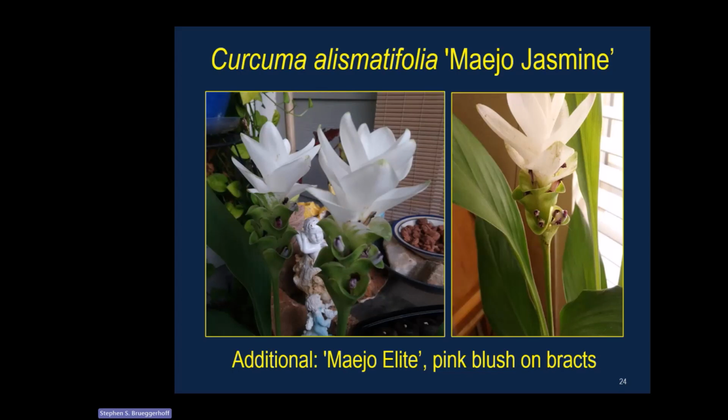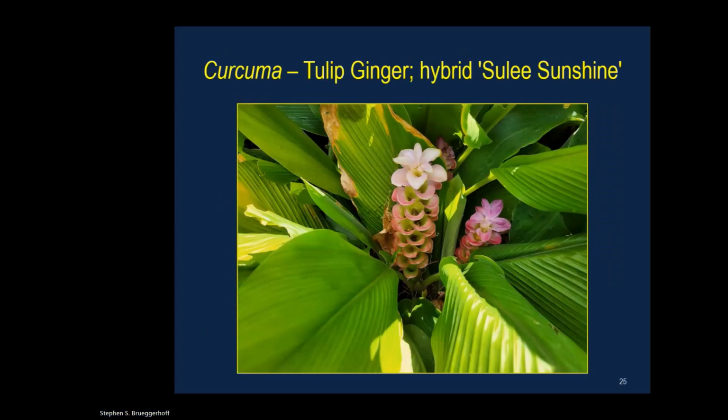There is a hybrid called Maijo Elite. It produces a little bit more pink blush on the bracts itself, not pure white. Here's another Tulip Ginger. This is just a picture that I took out at Mercer Botanic Garden.